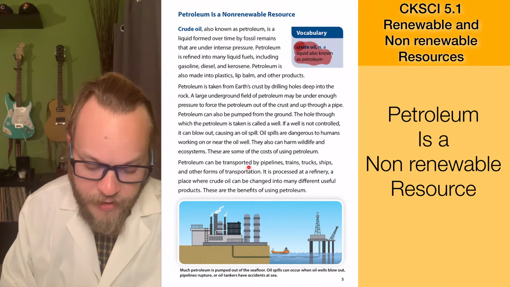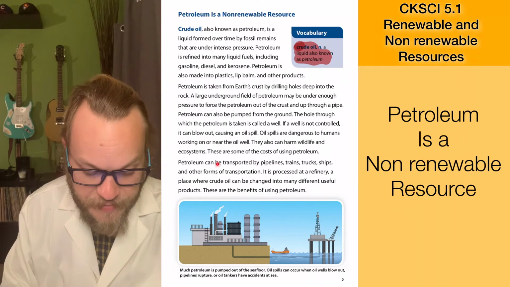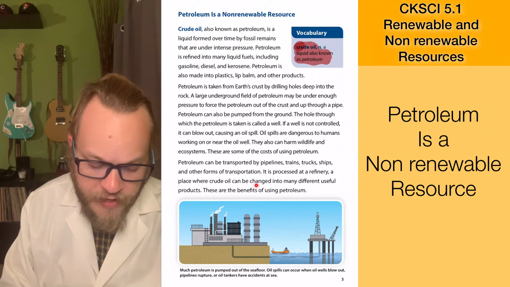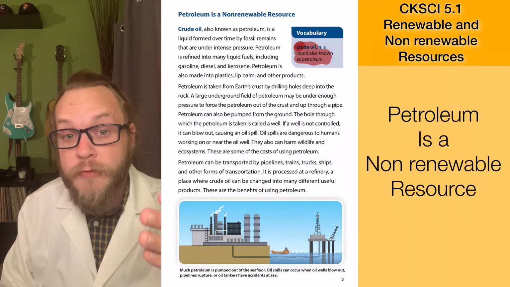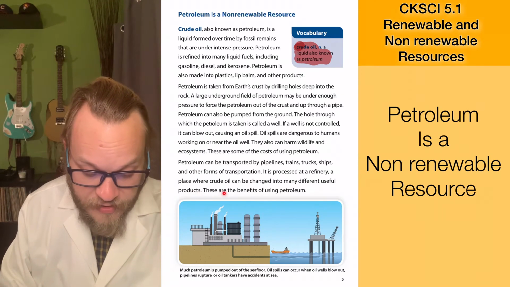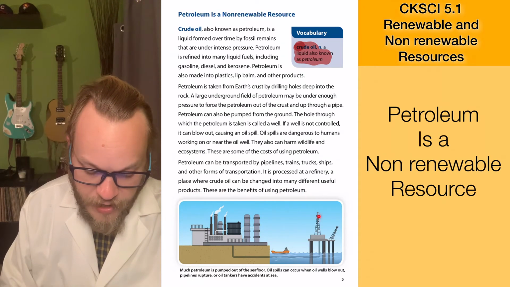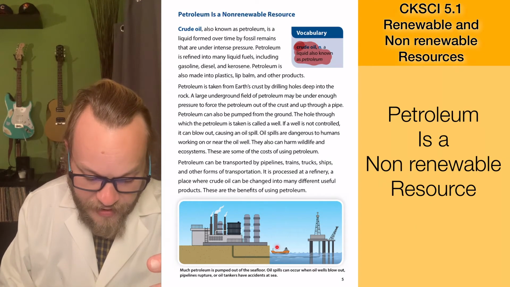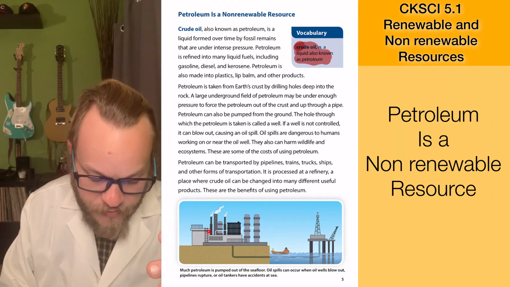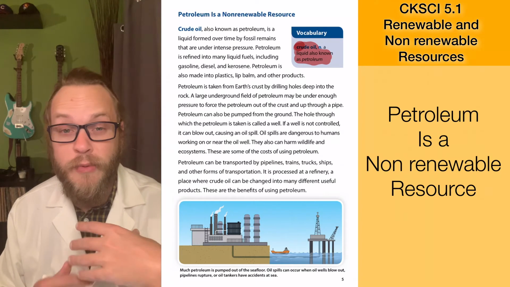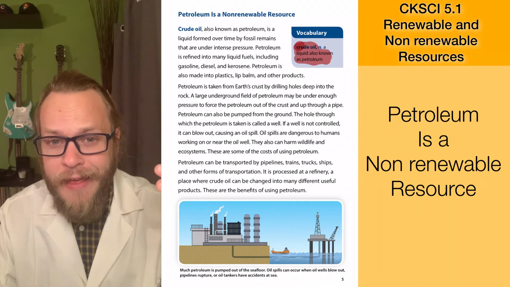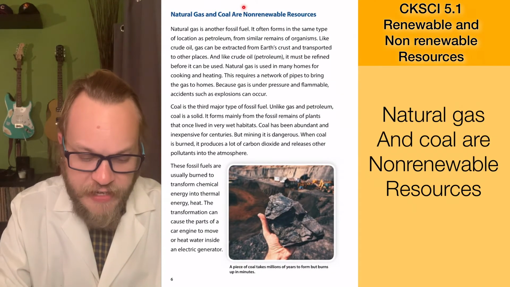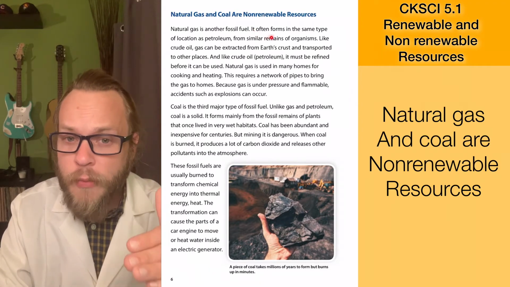Petroleum can be transported by pipelines, trains, trucks, ships, and other forms of transportation. It is processed at a refinery, a place where crude oil can be changed into very many different useful products. These are the benefits of using petroleum. So usually it's an offshore oil rig that digs deep down, and you ship the oil from the oil rig to the refinery to turn it into many different things that we have in our day-to-day lives. Okay? Natural gas and coal are also non-renewable resources.